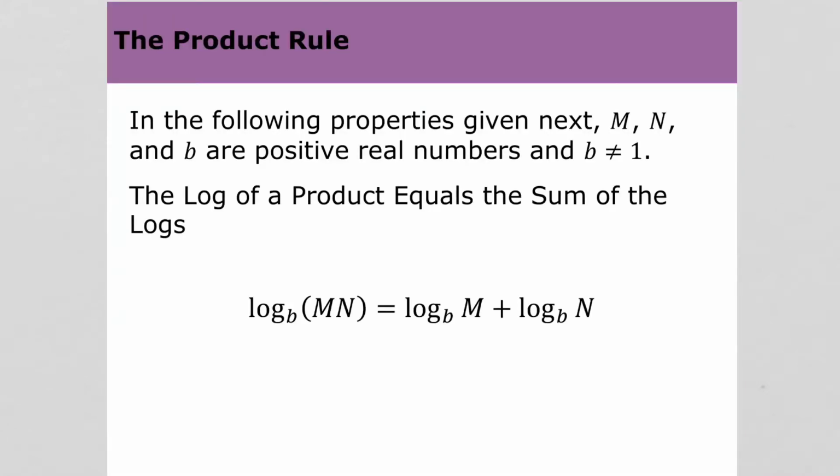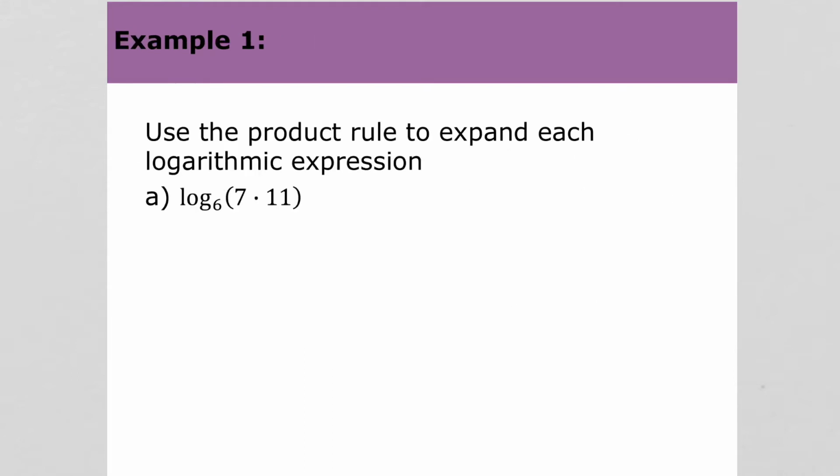Anyway, so we've got several different rules that we're going to learn today. The first one is called the product rule. What it says is, if you're given log base b of m times n, that is the same thing as the log base b of m plus the log base b of n. So if you're multiplying in here, then you're adding when you separate them or expand.